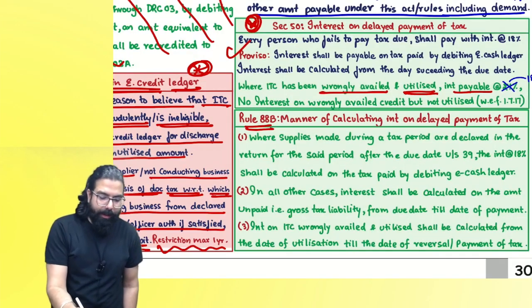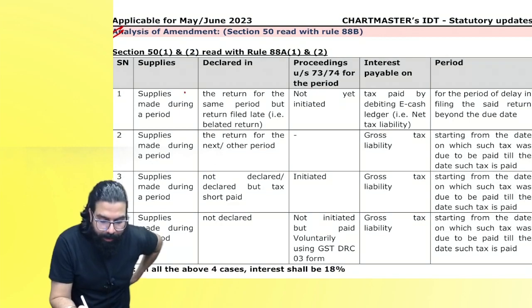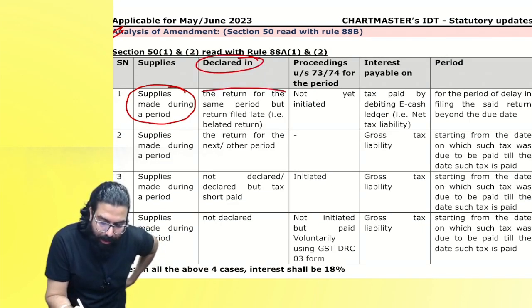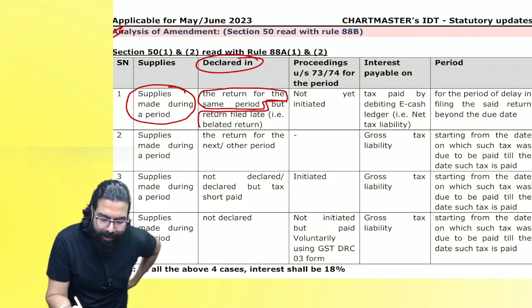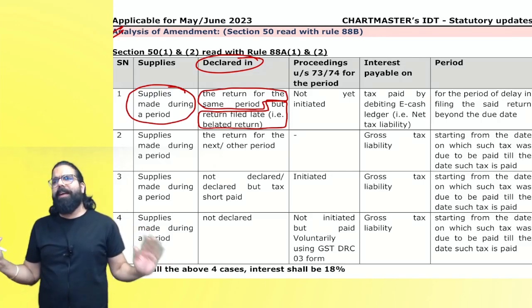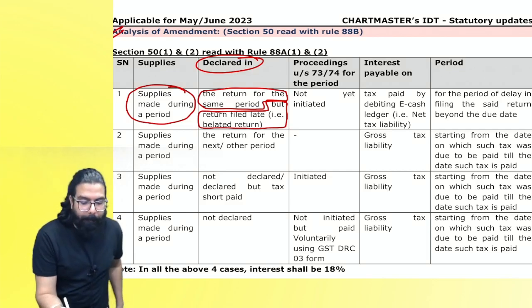I have gone ahead and written this down in the example which is there in your amendment booklet. Everyone over here. Supplies made in April, declared in the return for the month of April only. It's just that you have gone ahead and filed the return late. But if you file the return on time, is there any interest? No. If you file the return late, then interest will come.